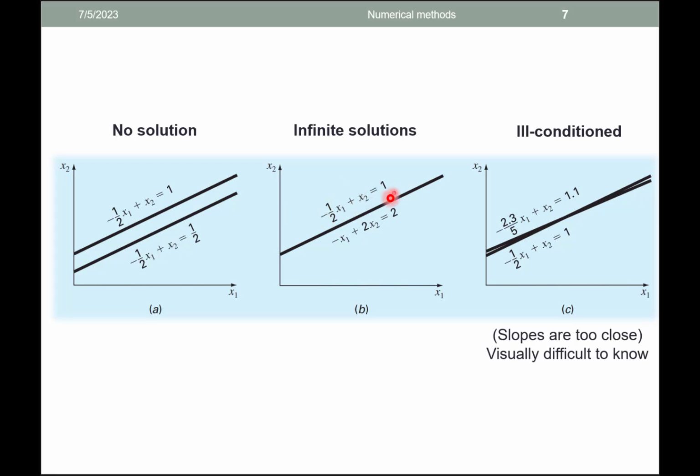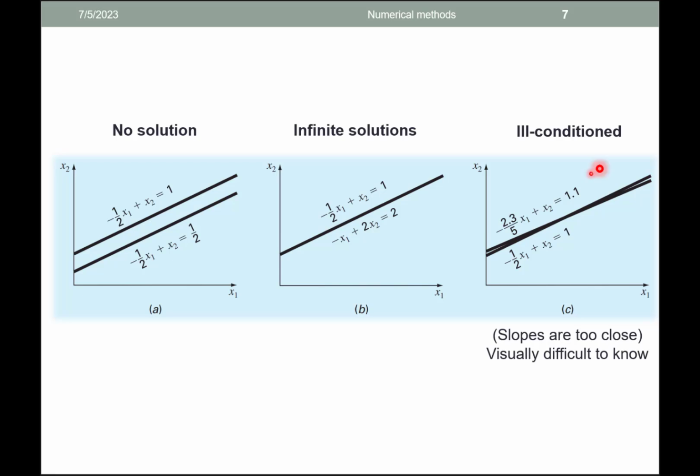If the two equations are a multiple of each other, so if you look at this equation and this equation, this is basically this equation times 2, meaning that I don't have independent equations. It's basically the same equation multiplied by 2. Then you're not going to have a single solution, but infinite solutions, all right? Because it's basically the same equation.